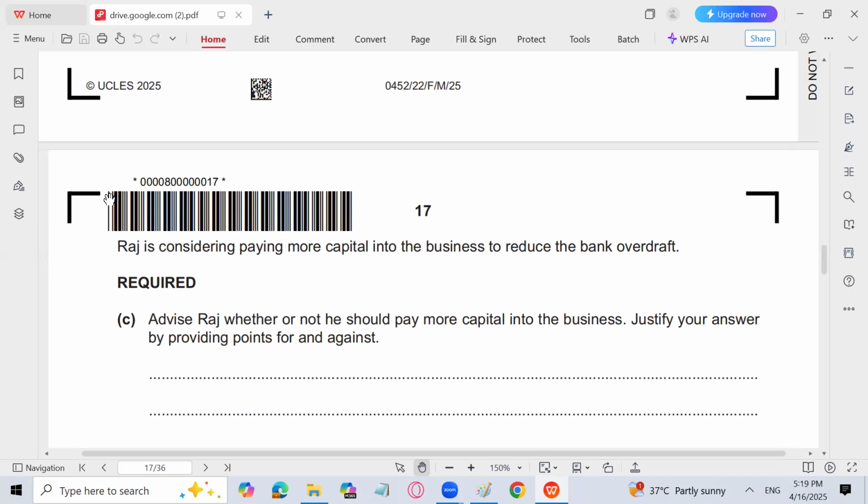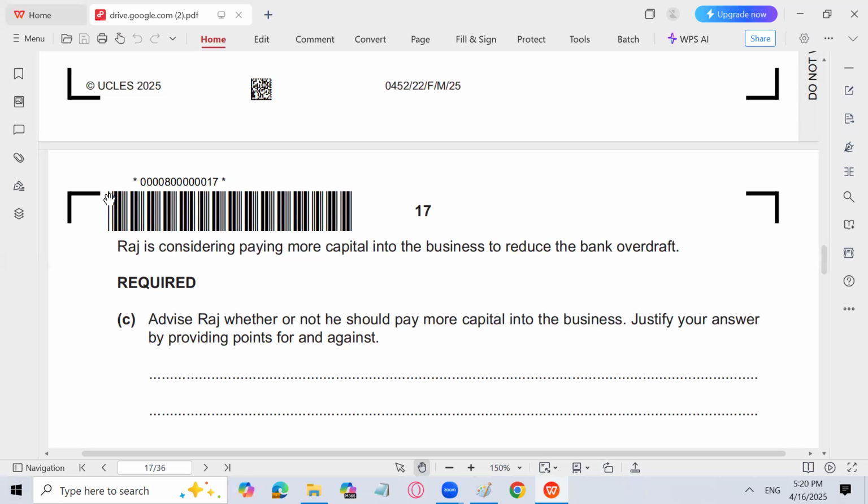He could have loss also because of that, and he has to suffer that loss. And the bank overdraft, he will definitely be able to overcome it, but that is not because of the trading activities of the business. He has put his own investment at risk to decrease the bank overdraft. So we need to advise Raj whether or not he should pay more capital into the business. Justify your answer by providing points for and against. Against, I have said that his amount will be at risk, right? And bank overdraft will definitely be overcome because the amount he has invested will decrease the bank overdraft, and it will be easy for him.